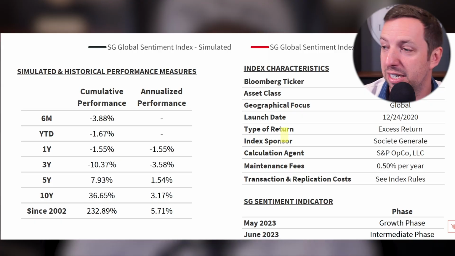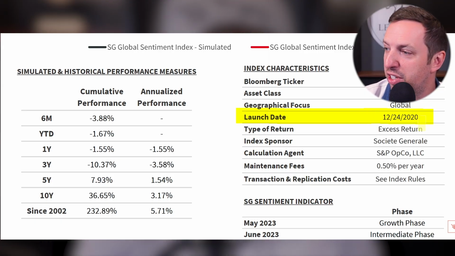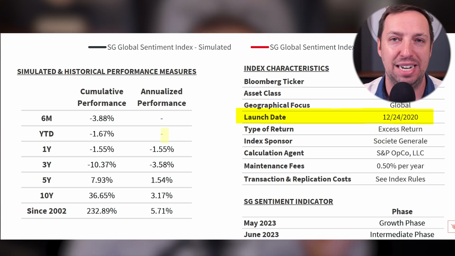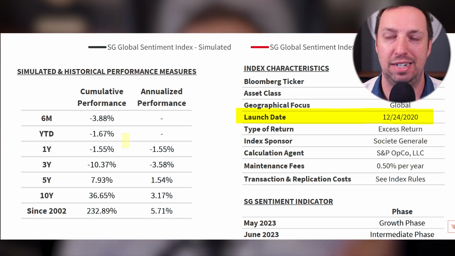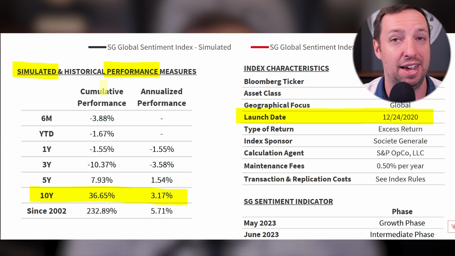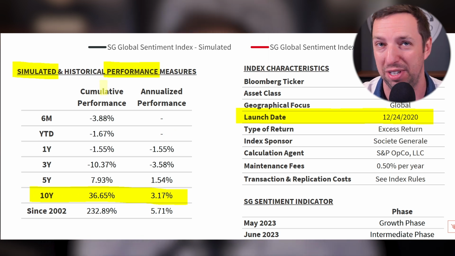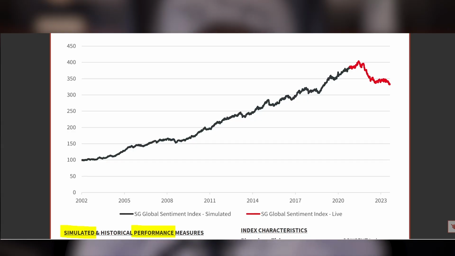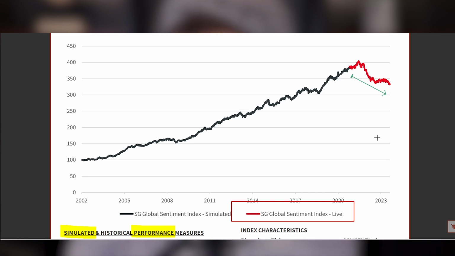This particular index has a launch date of December 24th, 2020. So does it have a 10-year track record? It does not. Even though they quote you a 10-year track record here, you'll notice the words simulated performance. And that's how they're able to do that. Simulated performance, not real performance. It's the same thing, right? Like the other accounts that we just looked at, which you can see in the red, it is red everywhere, just like all the other accounts we've looked at so far.